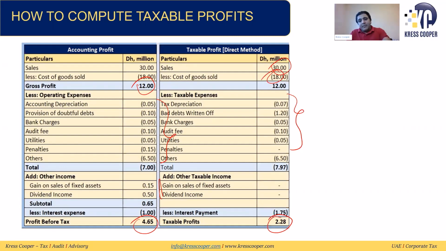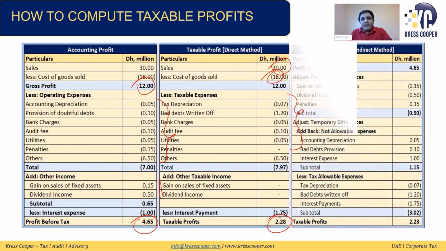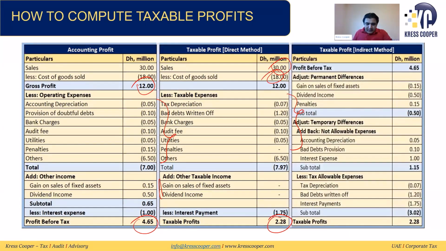But if I'm applying the indirect method, I have taken 4.65 million as my base. Whatever the accounting profit was, I have taken it as a base. Then I have adjusted for the permanent differences. These were my permanent differences, like gain on the sale of capital assets, dividend income, penalties. I have adjusted them. Then I have adjusted temporary differences. After adjusting these temporary differences, I adjusted tax allowable expenses and arrived at 2.28 million.